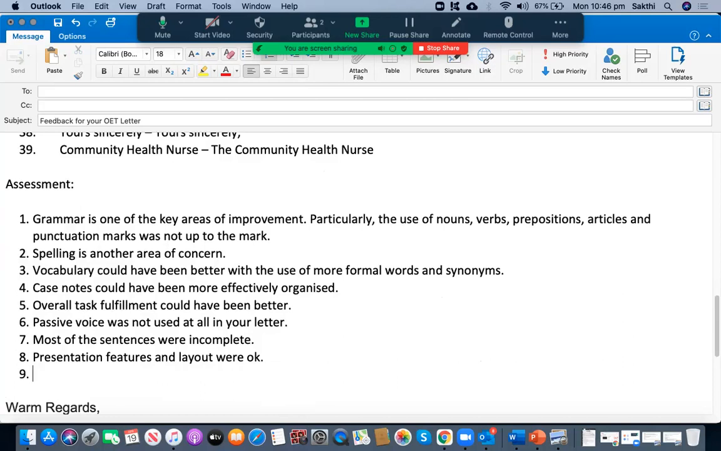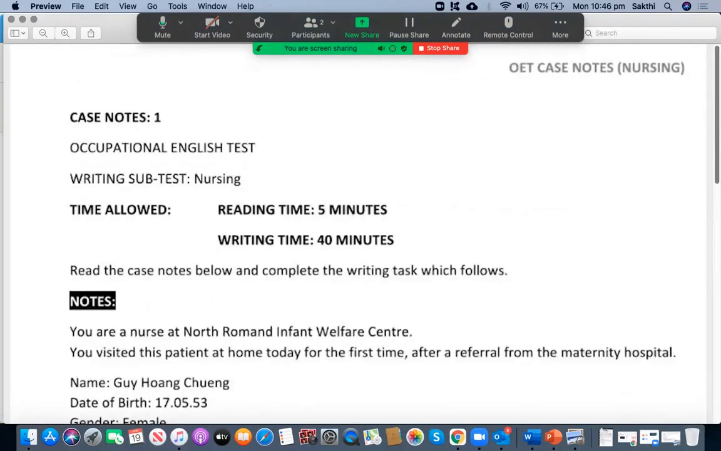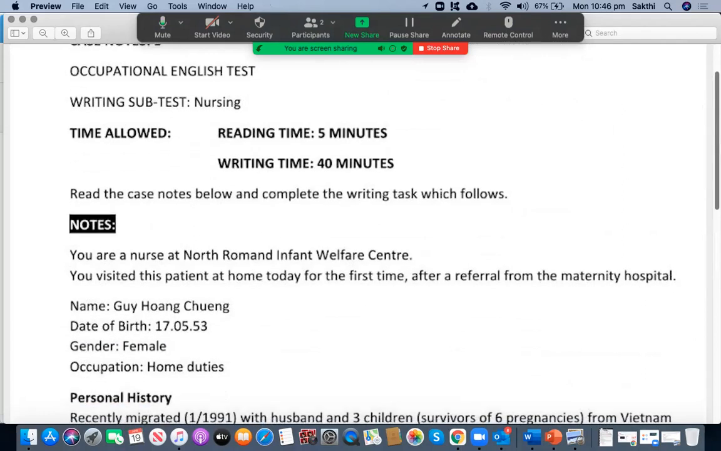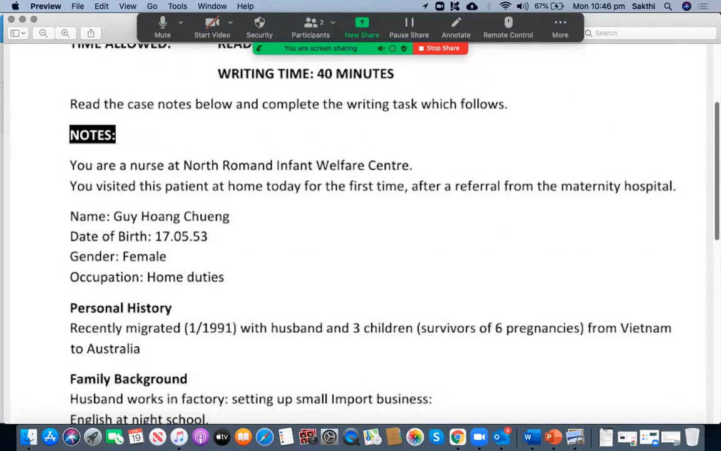Now, what I need to do is just go through the case notes. I will see whether you have applied all the case notes in your letter or not. Okay. Let me go through the first page. All right. That's the first page. Okay. So occupational English test, writing subtest, nursing, reading time 5 minutes, writing time 40 minutes. Okay. Read the case notes.